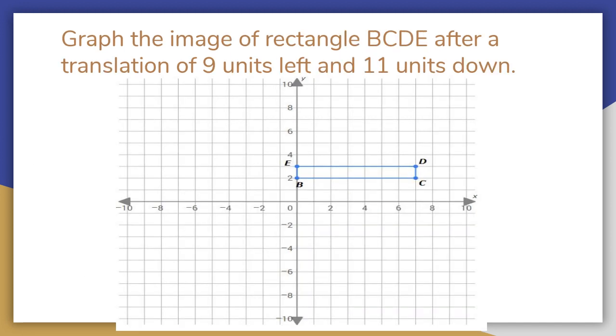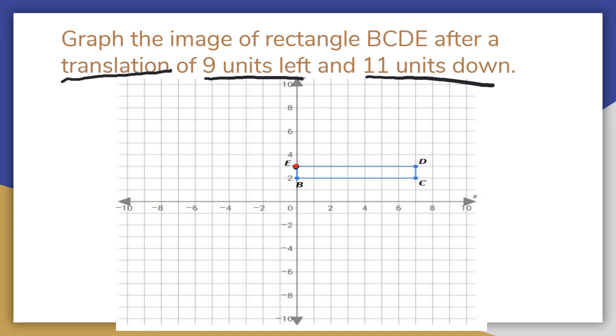Okay, next example. It says graph the image of rectangle BCDE after a translation. So we're still in translation. 9 units left and 11 units down. So we're going to be doing 2 different things here. So we have to graph each one, 9 units left and 11 units down. So I'm going to start with point E. And I'm going to go 9 units left first. And then I'm going to go 11 units down.